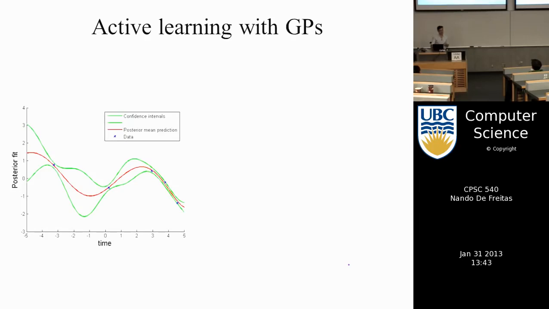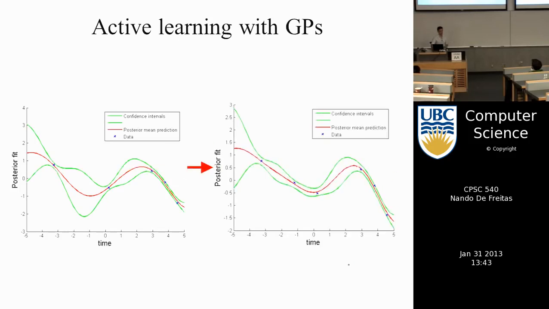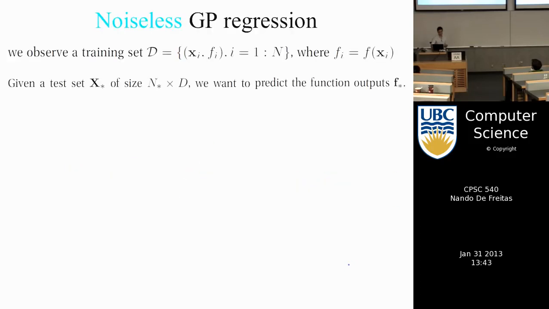Now, confidence intervals of this nature are very useful because, as we know, if you know where you're uncertain, that's where you can query the next point to minimize your uncertainty. Okay.